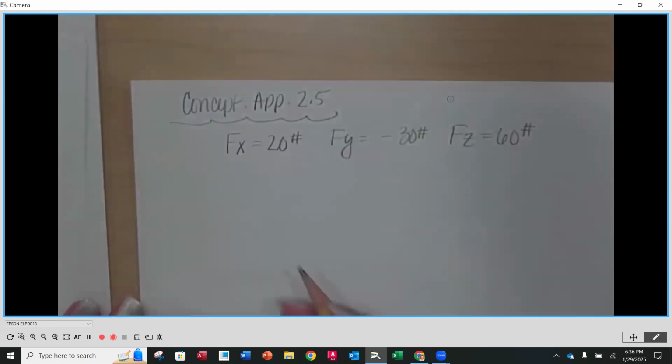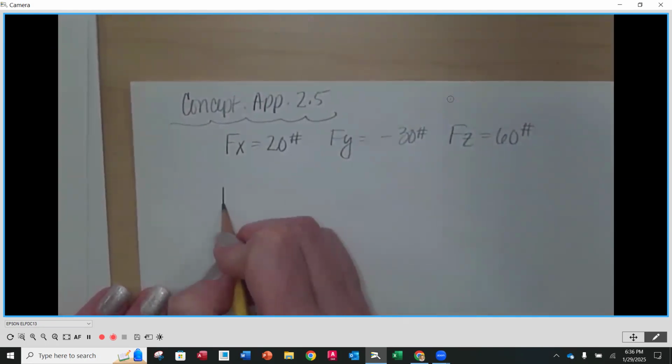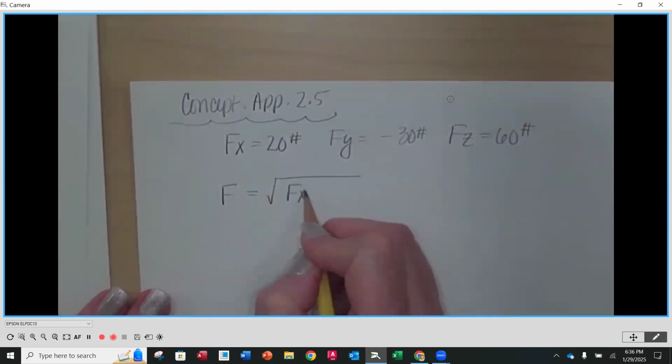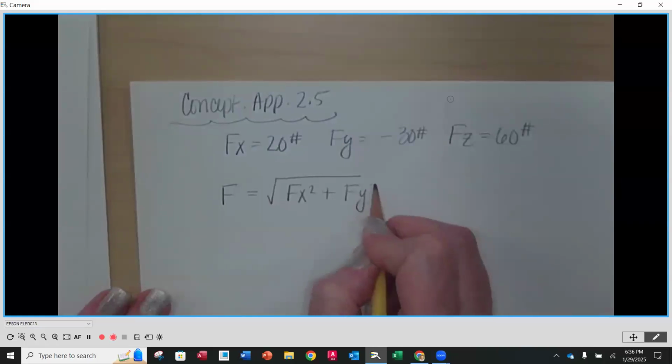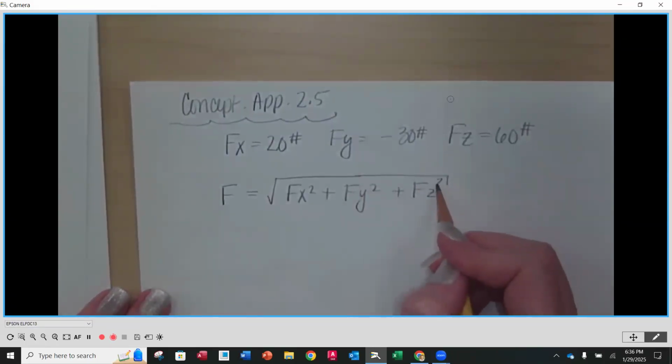So it's pretty simple. Can't really say it's Pythagorean's theorem because we have a third variable, but we can figure out our overall resultant. We'll just call that F. It's going to be equal to the square root of Fx squared plus Fy squared plus Fz squared. Okay.